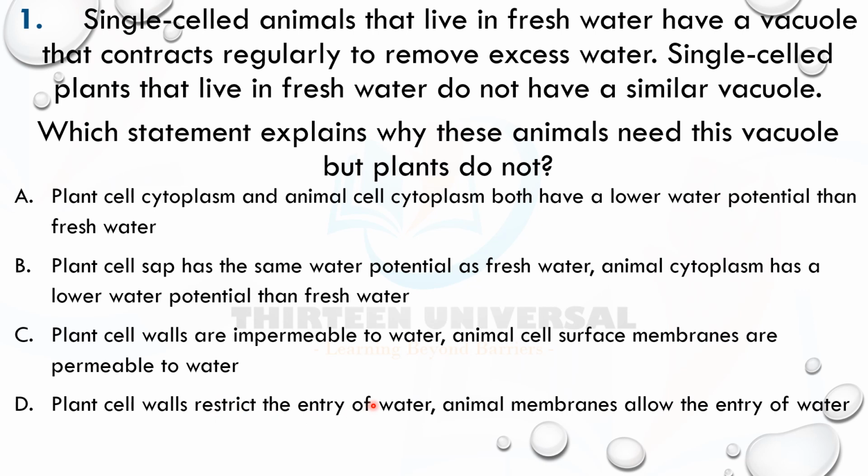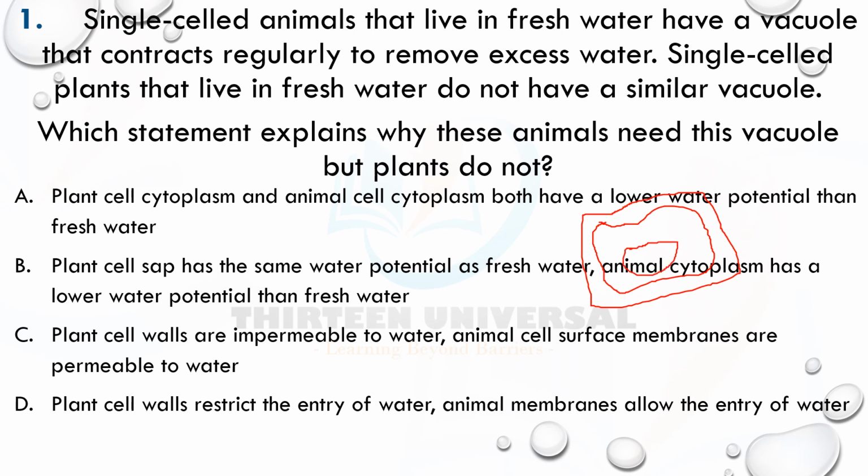D says plant cell walls restrict entry of water, and animal cell membranes allow the entry of water. So the plant cell wall restricts. How does it restrict, guys? Tell me. Remember, I just want to draw this. If this is a plant cell, follow me. The plant cell has a cell wall, don't forget, made of cellulose. It also has a large vacuole.